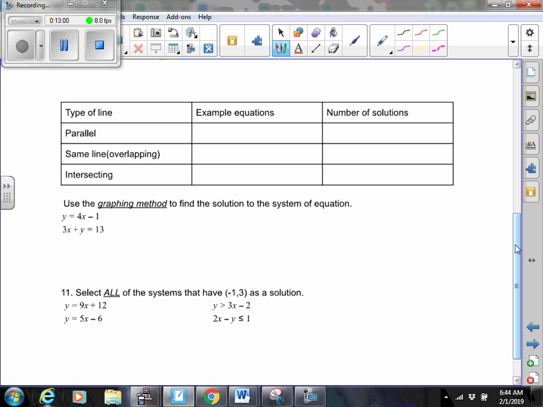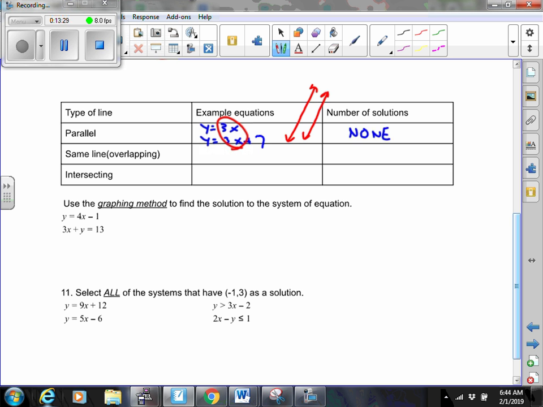Here, if you have parallel lines, one thing you'll notice is they'll look something like y equals 3x, y equals 3x plus 7. The key tip here is that the slopes are the same. If the slopes are the same, they're parallel lines. If they're parallel lines like that, there's no intersection, so there should be no solutions or none.